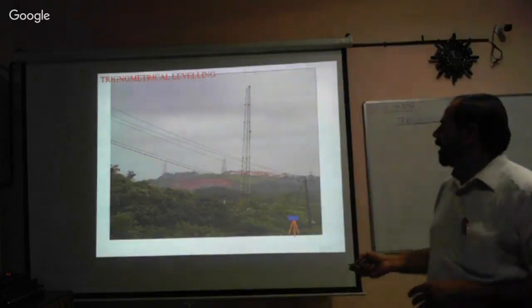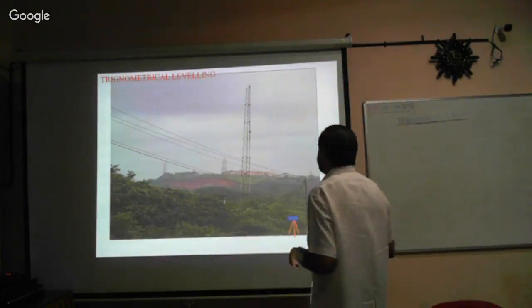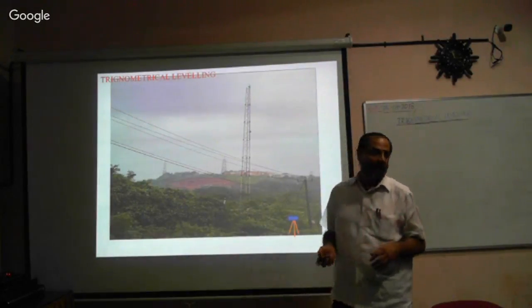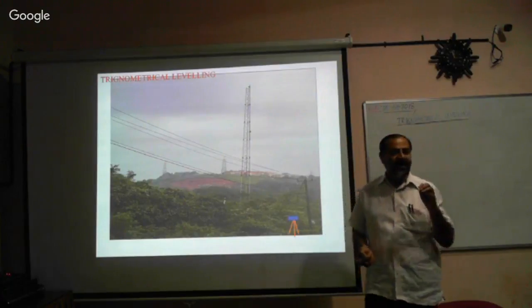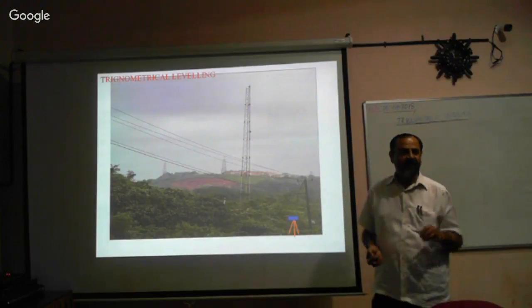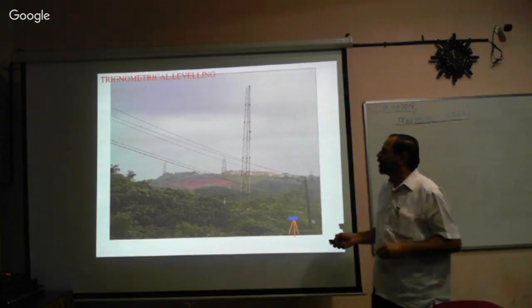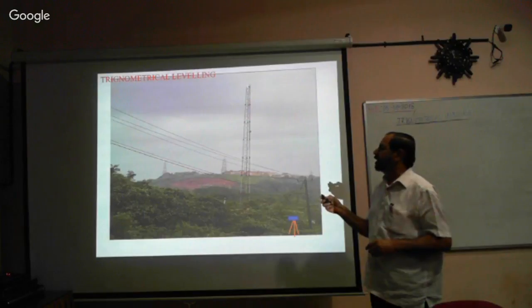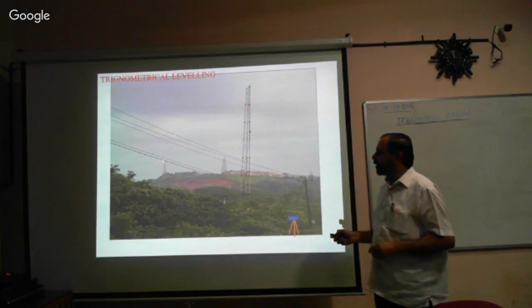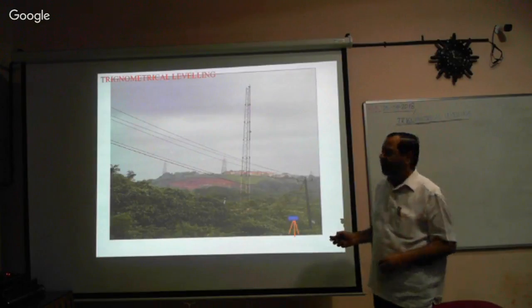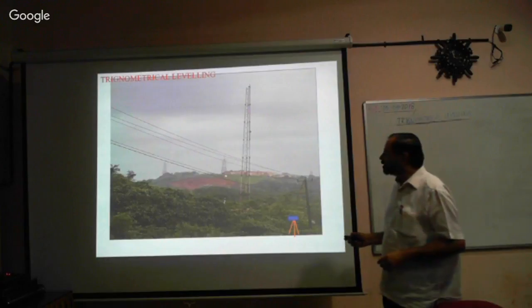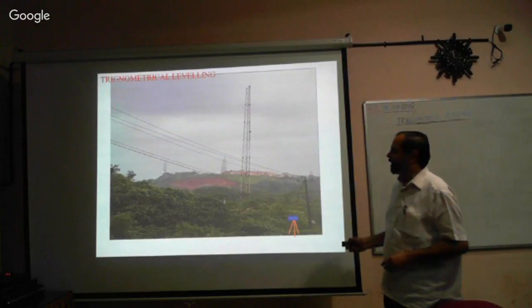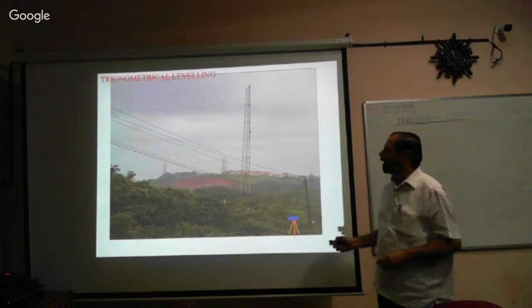And see, now I have taken the photograph from the ground. In our subject, the main objective is to calculate the elevation of this point. What is the elevation of this point? And also we can calculate the elevation of this point, and the elevation of this point. And also we can calculate the distance between these two objects. These two objects are far away.